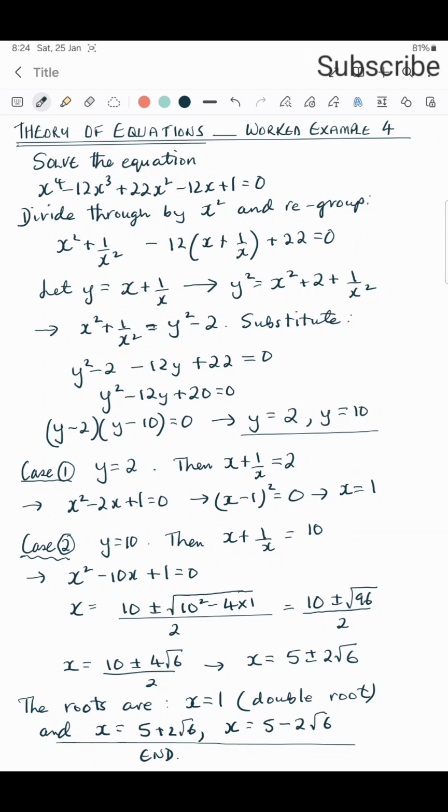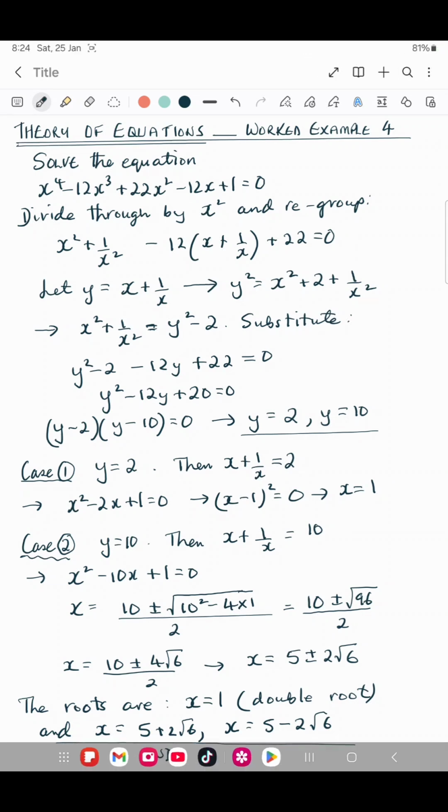Continue with our theory of equations, and this is worked example number 4. And this time we want to solve the equation x to the power 4 minus 12x cubed plus 22x squared minus 12x plus 1 equals 0. Now you probably notice that there's a certain symmetry about the coefficients, and we intend to take advantage of this.